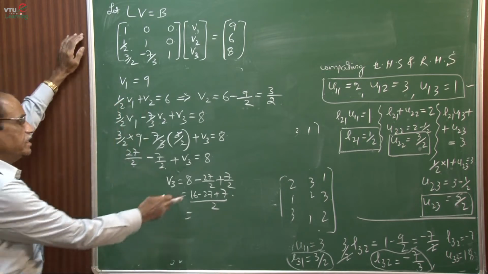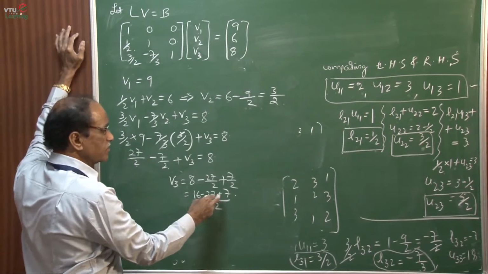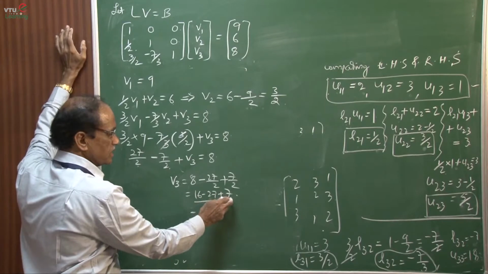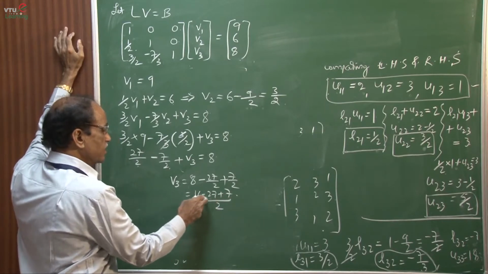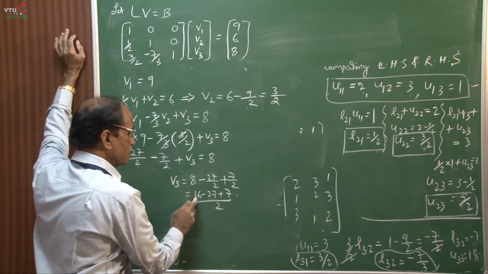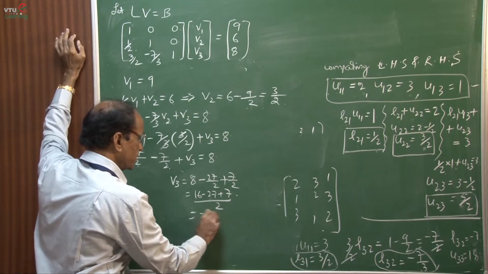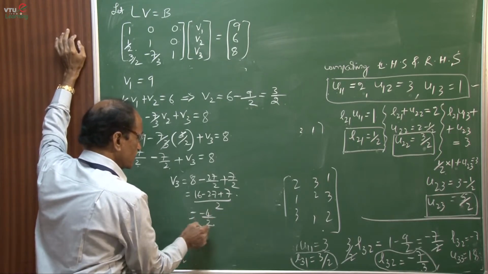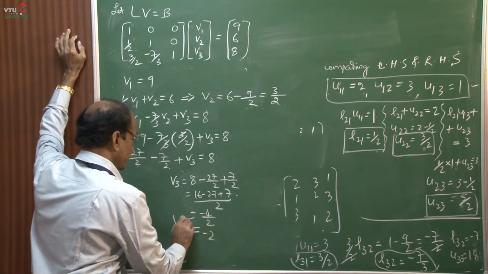This is 16 minus 27 plus 7 means minus 4, minus 4 by 2. Therefore, this is equal to minus 2, V3.